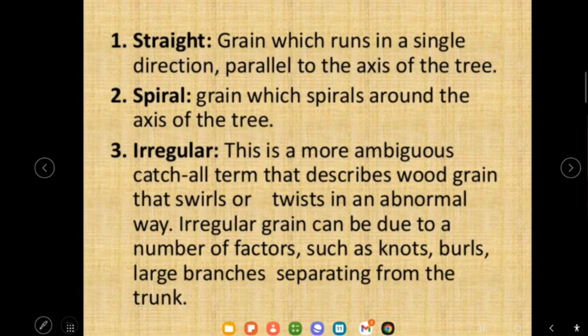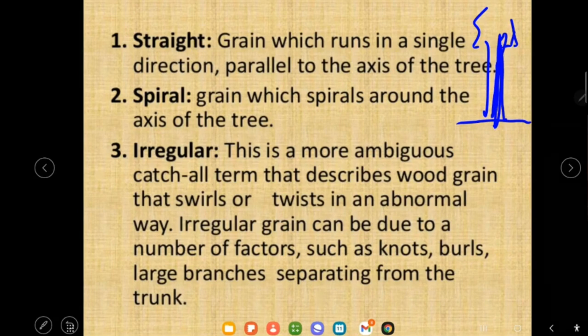Okay, so straight grain runs in a single direction, which is parallel to the axis of the tree. And just now we already said, if this is the tree, so this is the axis. So every grain which is running parallel to the axis of the tree is what we call a straight grain. And then we have a spiral, because a tree, we know, has its annual rings, right? So you can have spiral grains also. And also sometimes you get irregular grain.